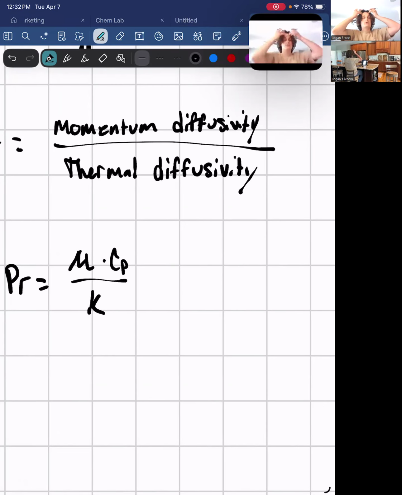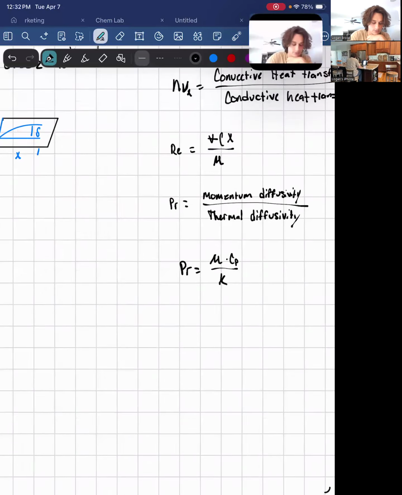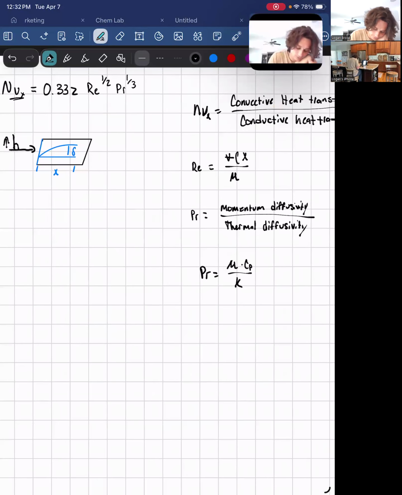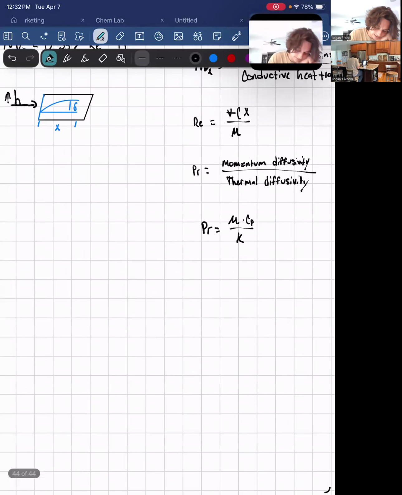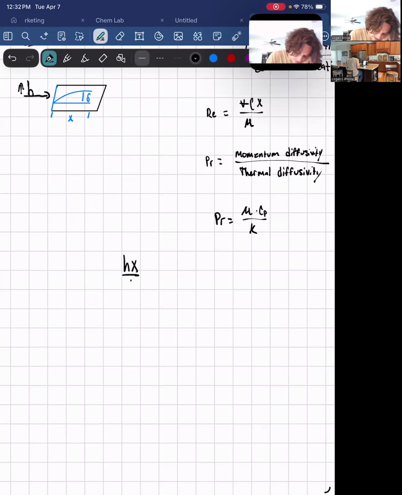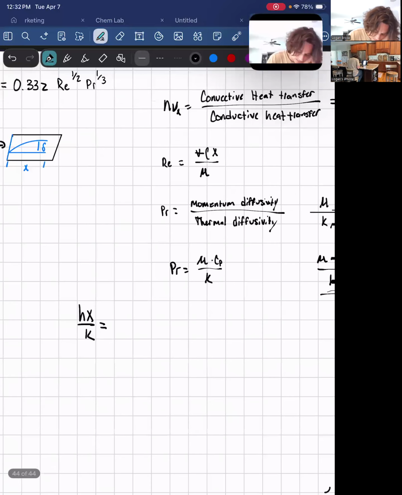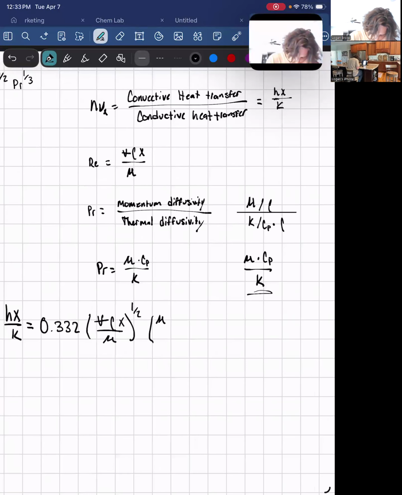Now what we're going to do is use this to simplify our initial equation. We have this Nu, and we just found Nu up here. That's going to be hx over k equals 0.332 times our Reynolds number, our v rho x over mu to the 1/2, times our Prandtl number, our mu Cp over K to the 1/3.